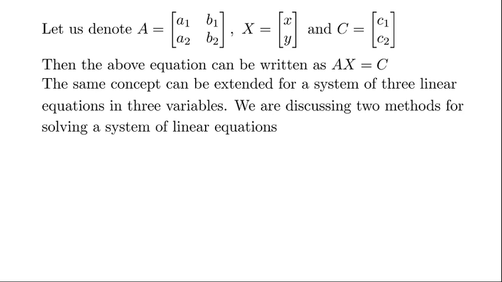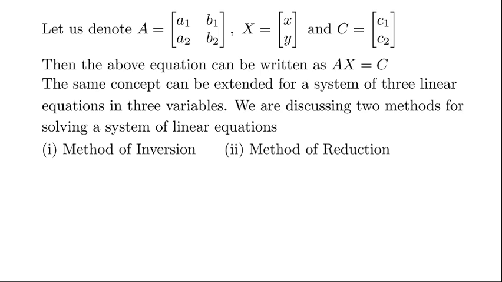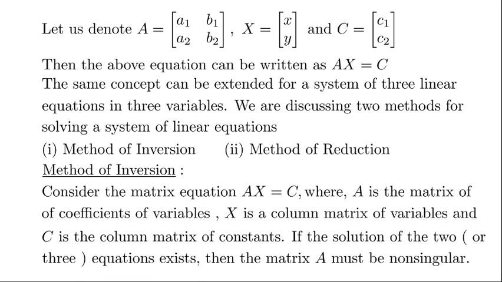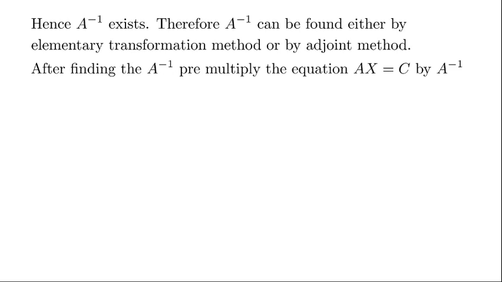Now we are going to discuss two methods for solving this system of linear equations. The first one is the method of inversion, and the second is the method of reduction. Method of inversion. Consider the matrix equation AX equal to C, where A is the matrix of coefficients of variables, X is a column matrix of variables, and C is a column matrix of constants. If the solution of the two equations, or of three equations, exists, then the matrix A must be non-singular. That means the determinant of A must not be 0. That indicates A inverse exists.